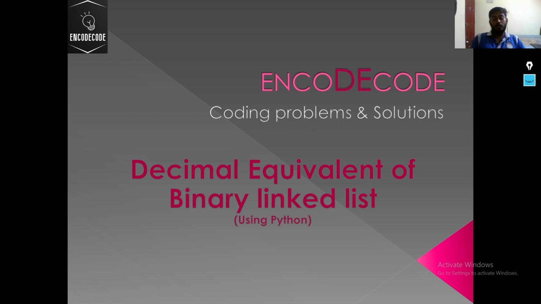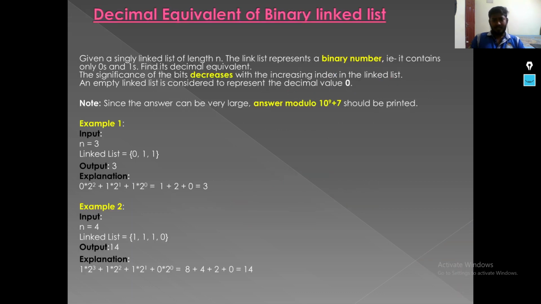Today we are going to see about decimal equivalent of binary linked list. The explanation of the question is: given a singly linked list with a length of n, which may contain around 5 or more than 10,000 nodes, etc., it represents a binary number. Binary number in the form of zeros and ones. It is very simple. It entirely contains zeros and ones.